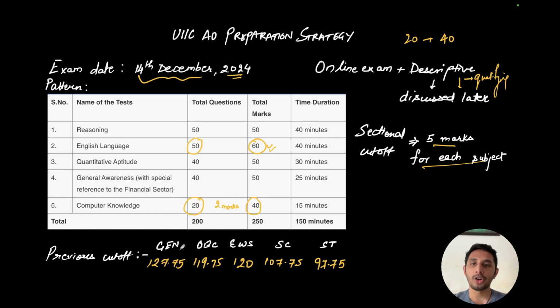So the previous cutoffs were for general, it was 127.75, OBC this, EWS this, SC and ST, it was this much. So this was out of 200. Now the marks has been increased to 250. All right. The reasoning will be of 50 marks, cons will be of 50 marks but 40 questions, and general awareness with special reference to the financial sector, 50 marks.